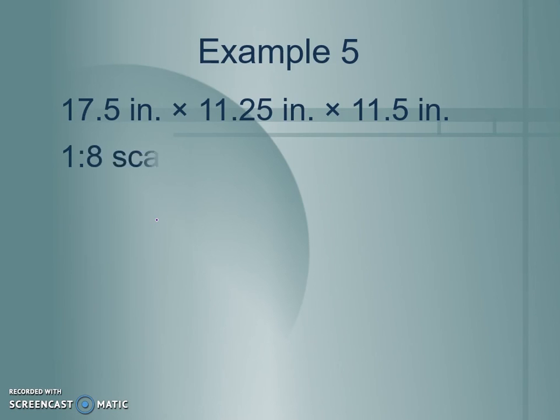So we have to remember we have a 1 to 8 scale. So a 1 to 8 scale would look like 1 over 8. So we're going to have to do this for each different side to find out the actual dimensions. So 17.5 inches is our small measurement. Obviously, because a tractor wouldn't be 17.5 inches. So we have 17.5 over x, which is our unknown for our actual. We'll call this the toy and the real one.